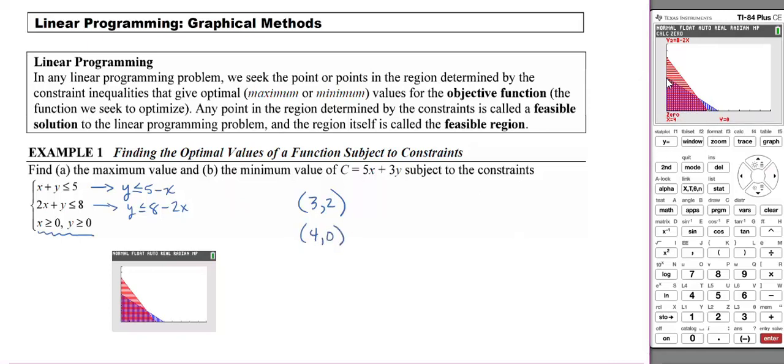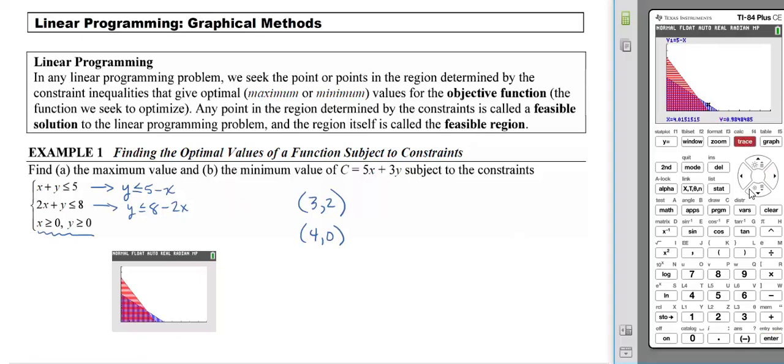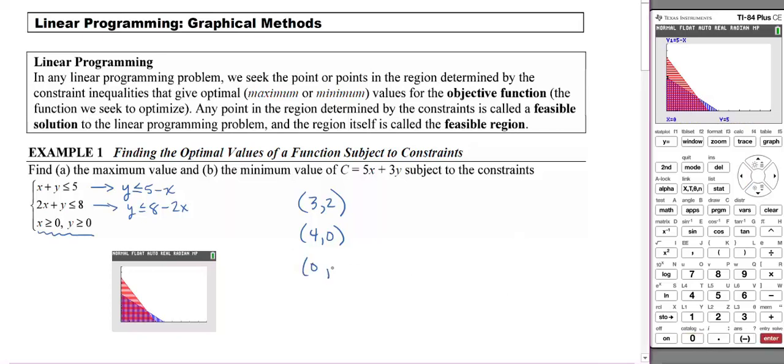And let's find this point. We can just trace and make sure that you're on the blue function. Enter 0, you get 0, 5. And we know that this is the point 0, 0 because of our window settings and also because of the x and y intercepts that we found above.